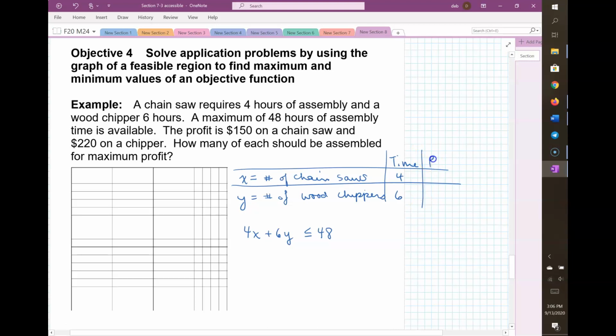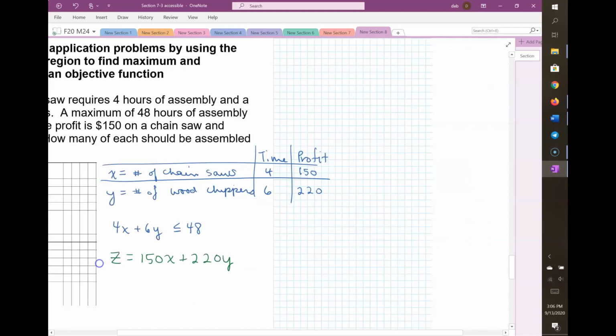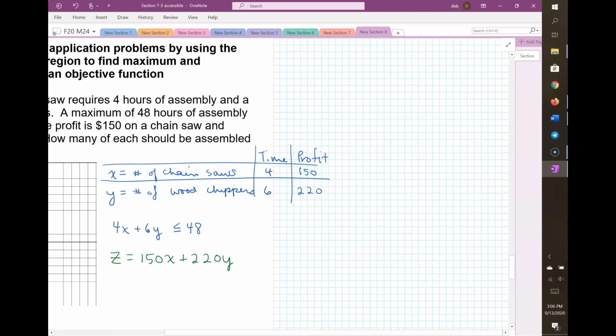And then we had some information about profit, where for each chainsaw it's 120. So we wrote our objective function of 150x plus 220y. Okay, so now what we need to do is graph our inequality.